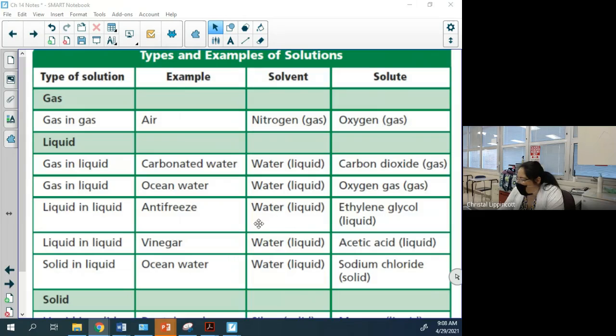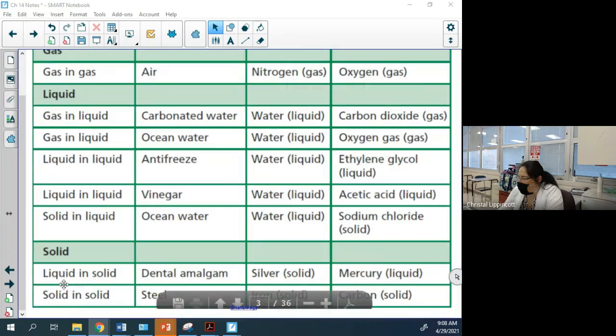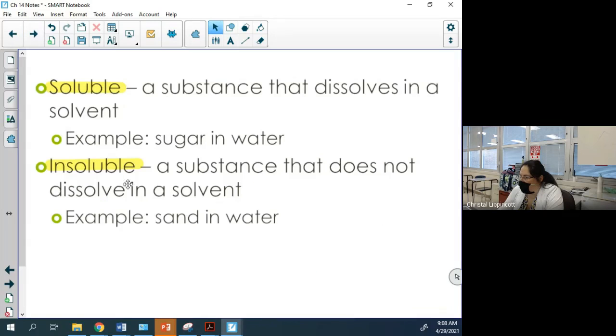Liquid and a liquid would be like antifreeze, vinegar, ocean water. Solid and a liquid, you've got sodium chloride that's dissolved in there. And then liquid in solid, silver. They don't use mercury much in that anymore. And then I talked to you guys about bronze as well. Okay, so soluble versus insoluble.